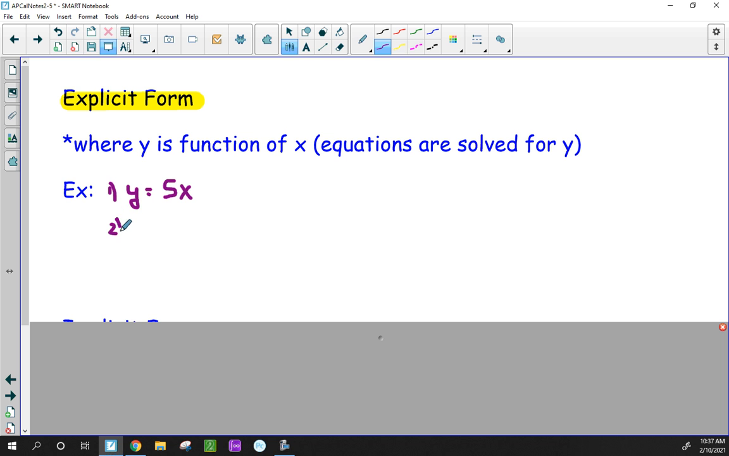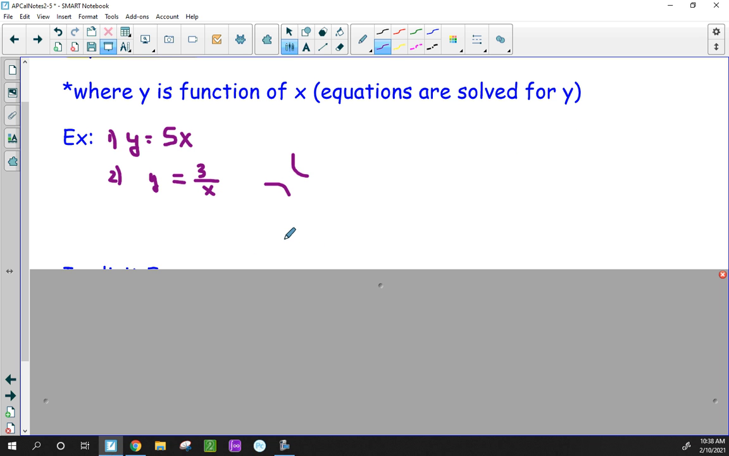Another sample here, y is equal to 3 over x. That's explicit as well for the sole purpose of it being solved for y. We know from Algebra 2 and Pre-Cal that this is a rational equation, and so the graph is going to look like that.